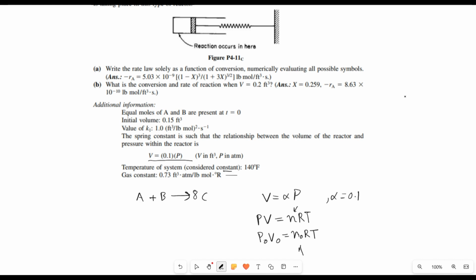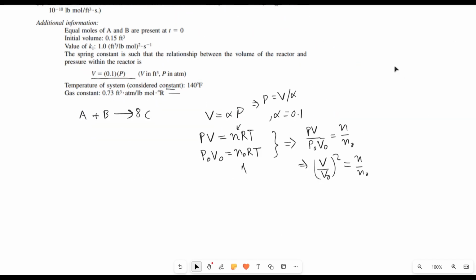Now, if we divide these two expressions, we get PV by P naught V naught equals N by N naught. Here the pressure will change; the pressure is not constant. Now V is equal to alpha P, so we can substitute P equals V by alpha in this expression. We get P by P naught equals V by V naught, and alpha gets cancelled. So V by V naught whole square is equal to N by N naught.